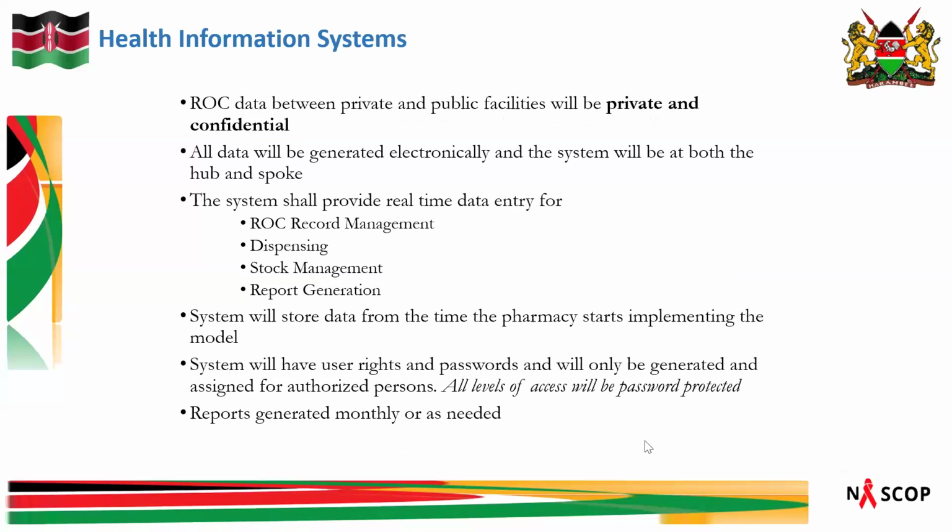On the health information system, we are emphasizing that data between private and public facilities will be confidential, and all data will be generated electronically, and the system will be installed both at the hub and the spoke. The system shall be able to provide real-time data entry for client record management, dispensing, stock management, and report generation. The system will store data from the time the pharmacy starts implementing the model, we shall have user rights according to the levels, and reports will be generated monthly or as per need.